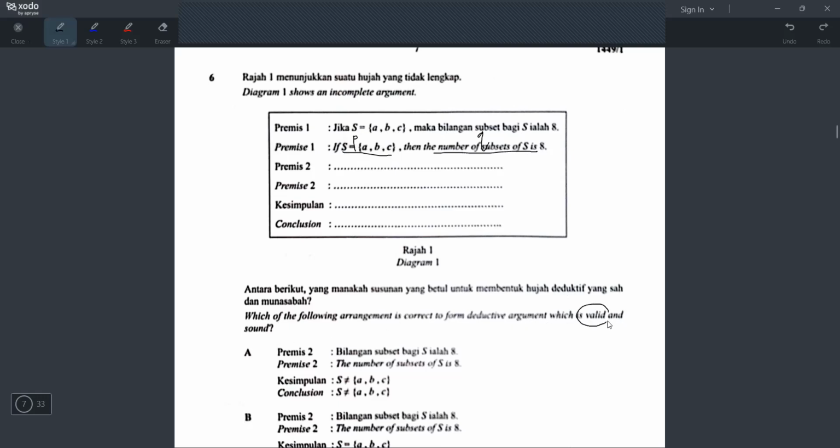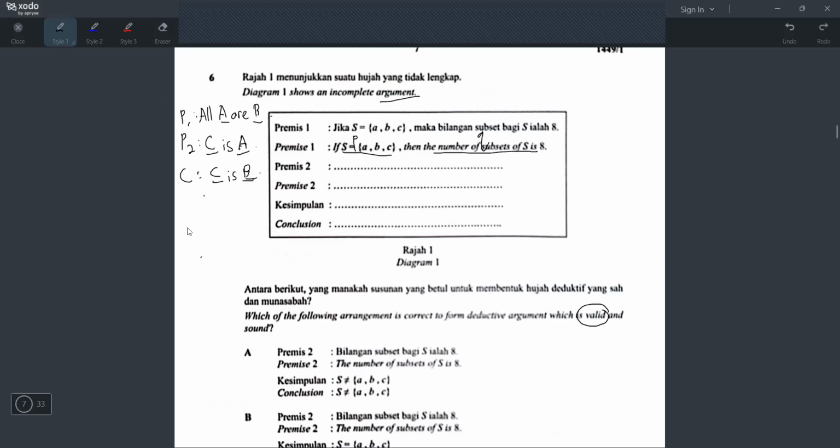So if I want this argument to be valid, it means this argument has to follow one of the 3 formats that you memorize. Okay, so there's 3 formats. Do you remember? The first format, premise 1 will be all A are B. And then premise 2 will be C is A. And then the conclusion will be C is B. Right? This one you have to memorize. This is the first format.